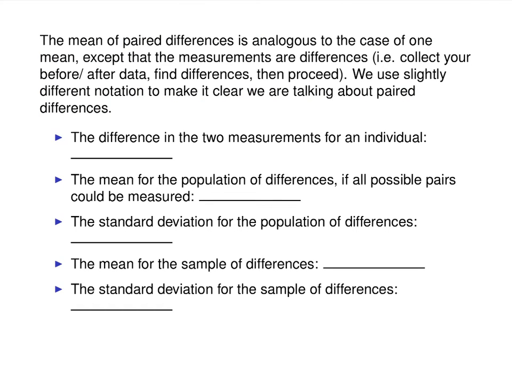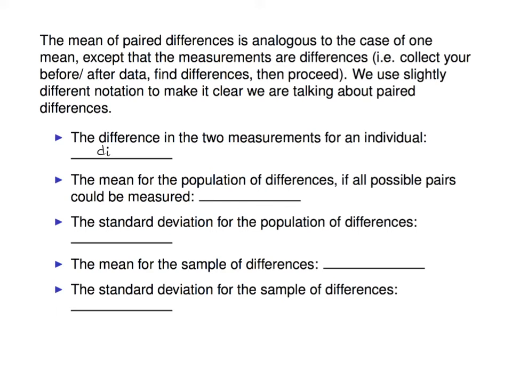Now, the mean of paired differences is pretty analogous to the case of one mean, except the measurements are differences. What I mean by this is you collect your before and after data, find the differences, and then you do all of the stuff with them. So we use slightly different notation to make it clear we're talking about paired differences. The difference in two measurements for an individual is called d sub i. So you do measurement 1 minus measurement 2.